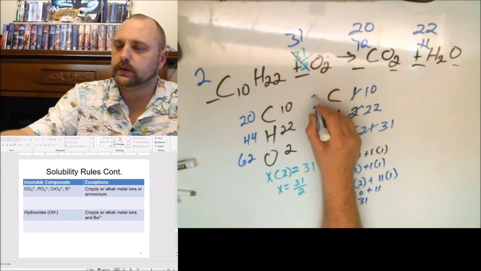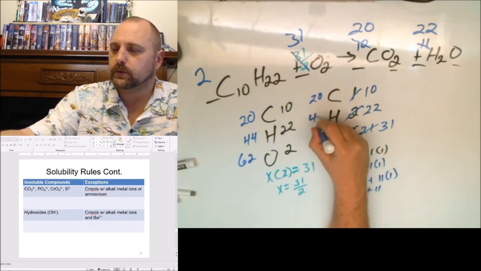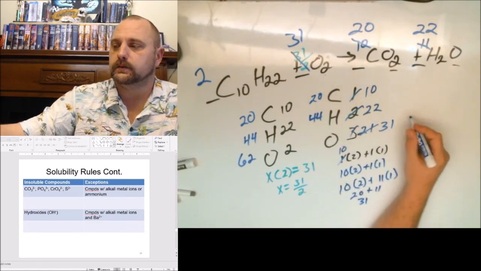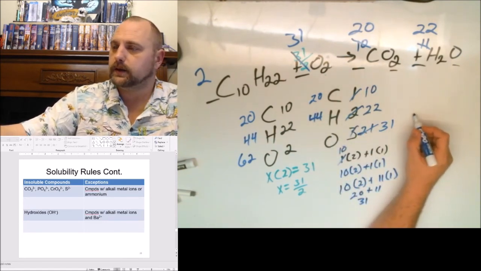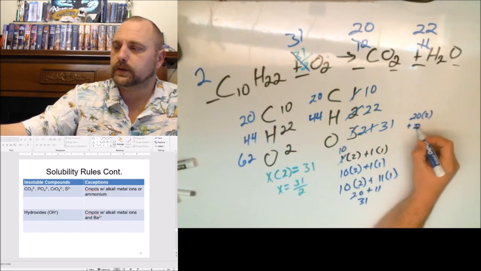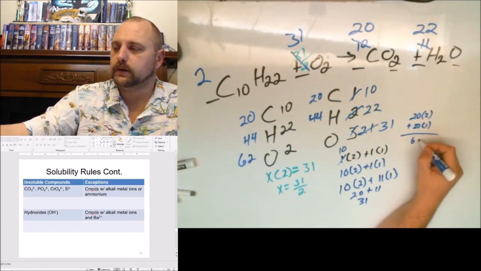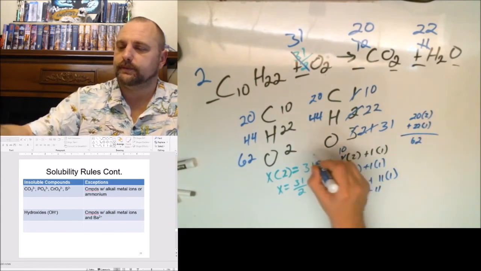20 times 1 is 20. And 22 times 2 is 44. And then, this math. Let's go ahead and jot it down out here. 20 times 2 plus 22 times 1. 40 plus 22 is 62.